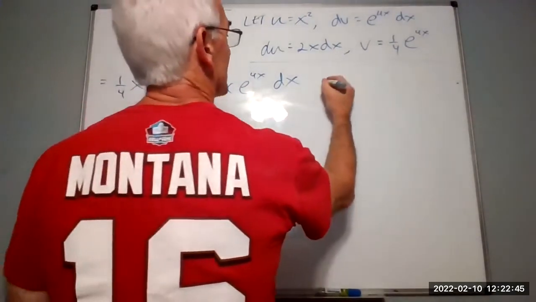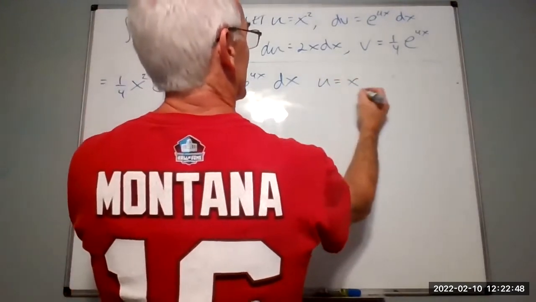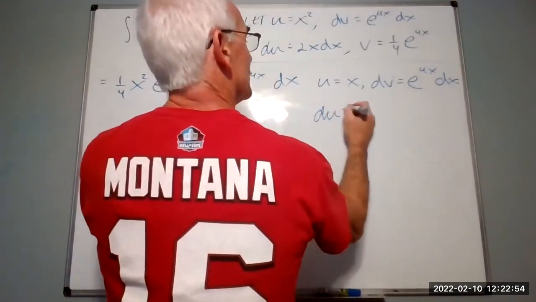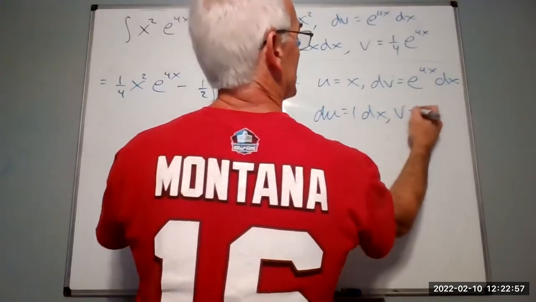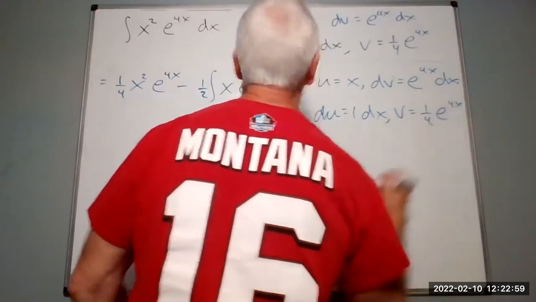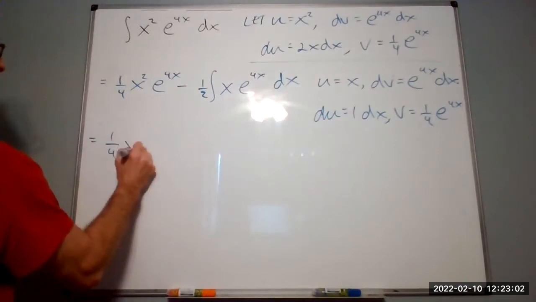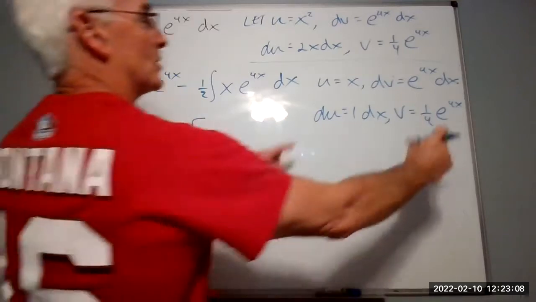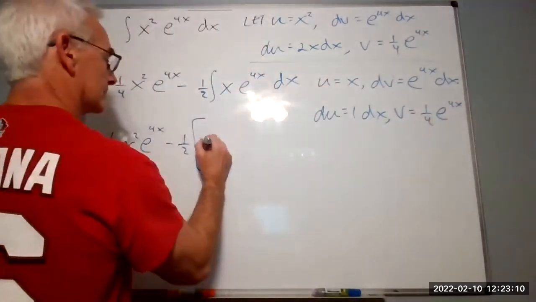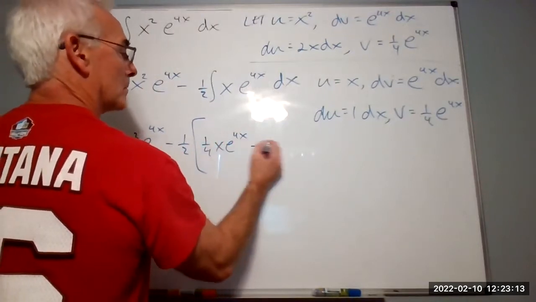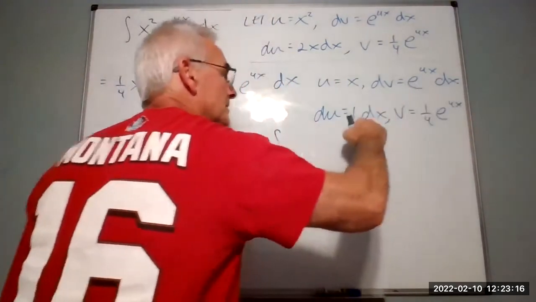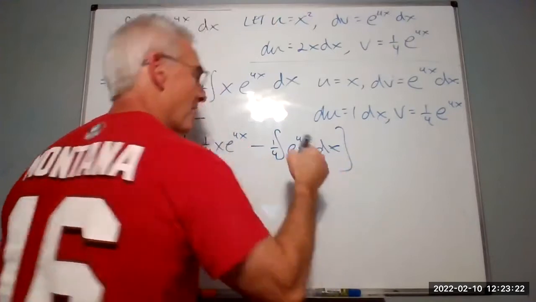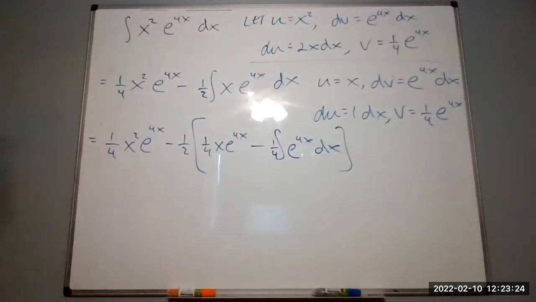Okay, so here, like before, we're going to now choose u to be x. dv, once again, is e to the 4x dx. Then my du is 1 dx, and my v is 1/4 e to the 4x. So now, let's go back. All right, uv minus the integral of v du. So that's just minus 1/4 e to the 4x dx. That one's easy. I know I can do that one.